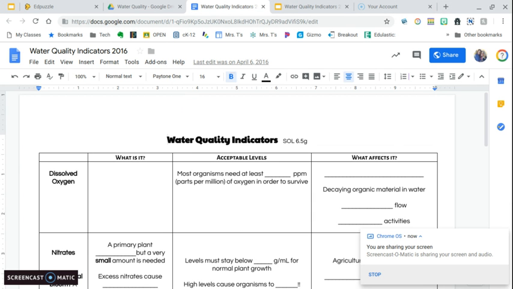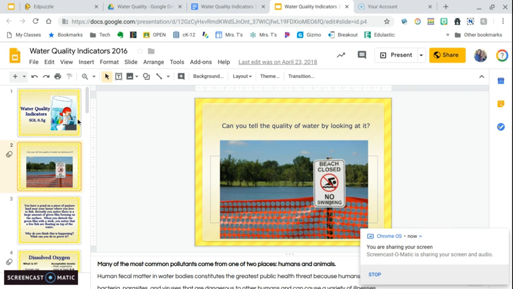Today, we're going to be learning about water quality indicators. As you go through this PowerPoint, make sure that you're taking notes on the page that looks just like this. Let's go ahead and get started.